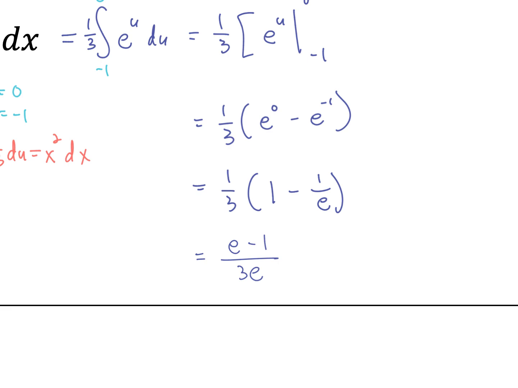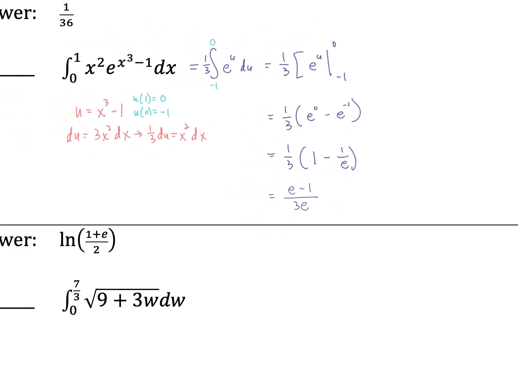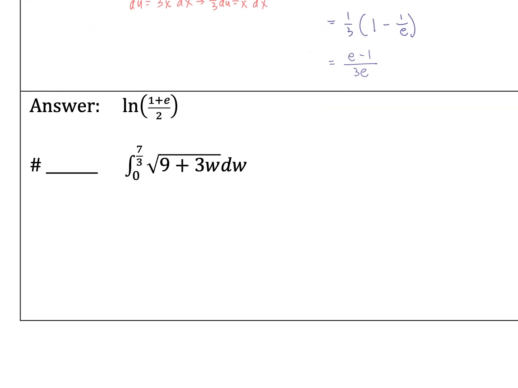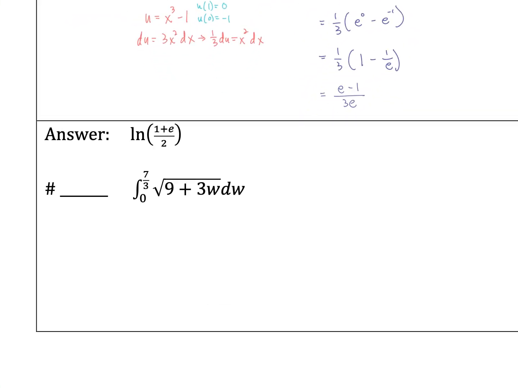And all that is finding a common denominator: 1 you could write as e over e. So e over e minus 1 over e is e minus 1 over e, and then when you multiply a third by a fraction, that 3 just gets multiplied by the bottom. So either one of these could be the answer. This one looks more simplified, so if it's a multiple choice, maybe they'll write it like that. All right, last problem.